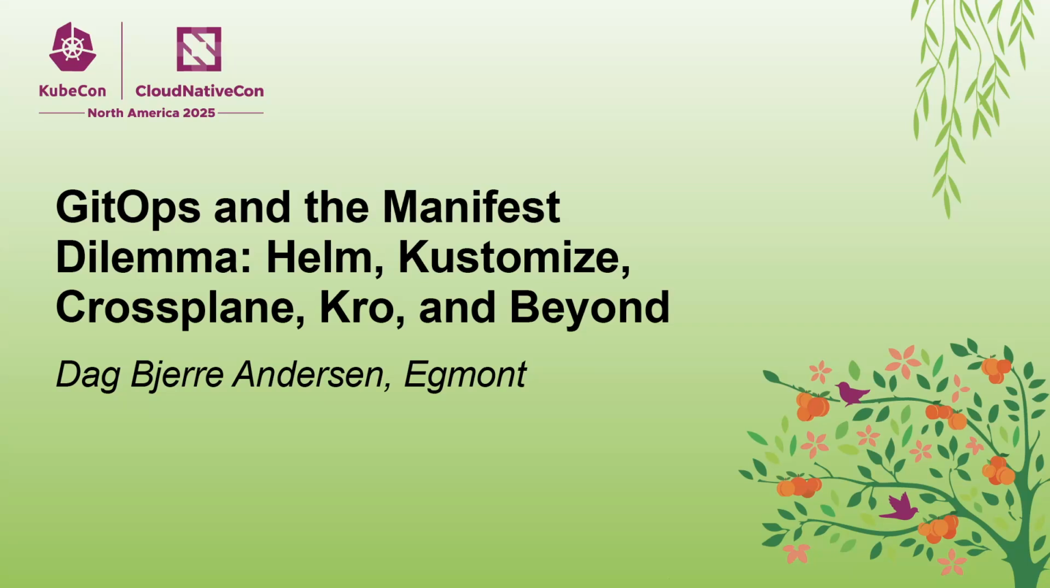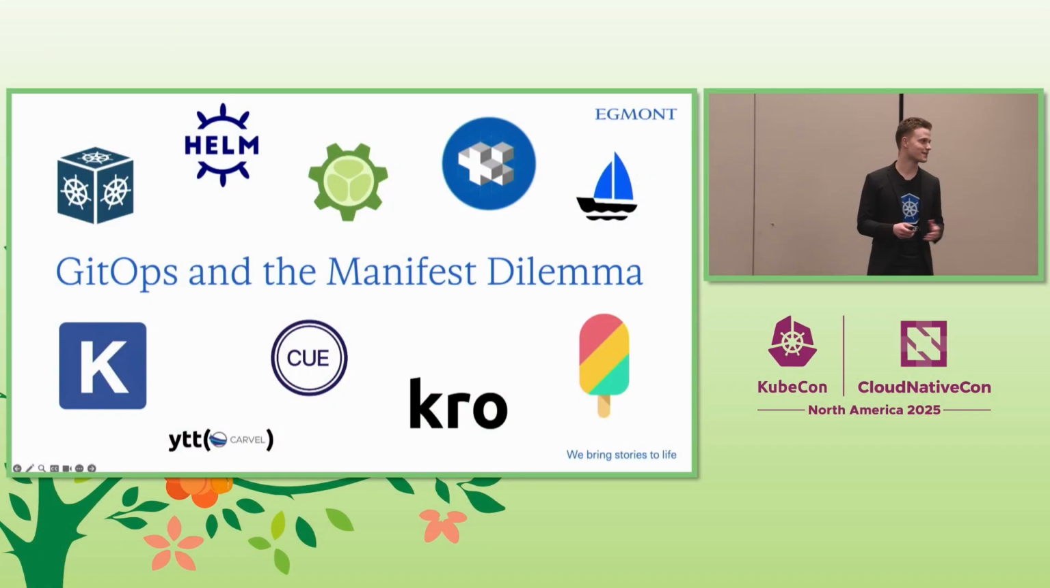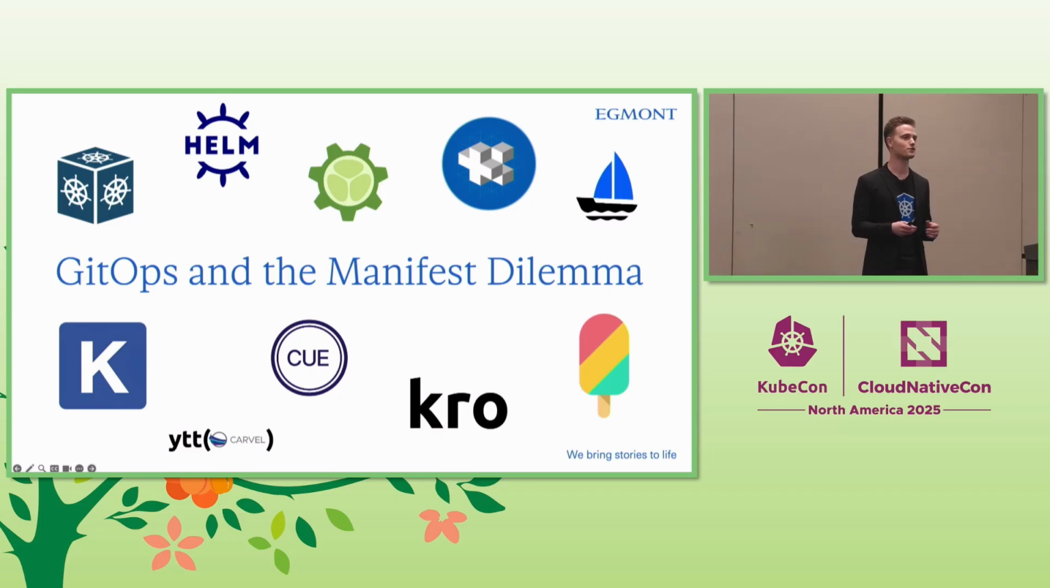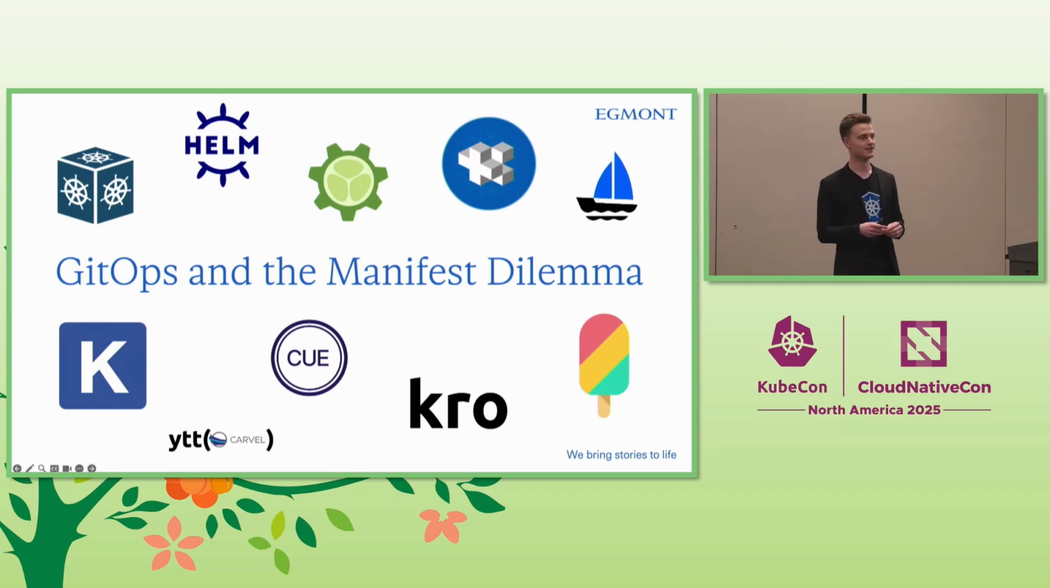Hi everyone. So this talk is called GitOps and the Manifest Dilemma. Since you have chosen to attend this talk, it's probably because you have noticed that there are so many different templating tools out there. New ones get released all the time, and they go in different directions, and you don't know how they fit into your current tool stack and how they work with GitOps. So this is some of the things we will be discussing today.